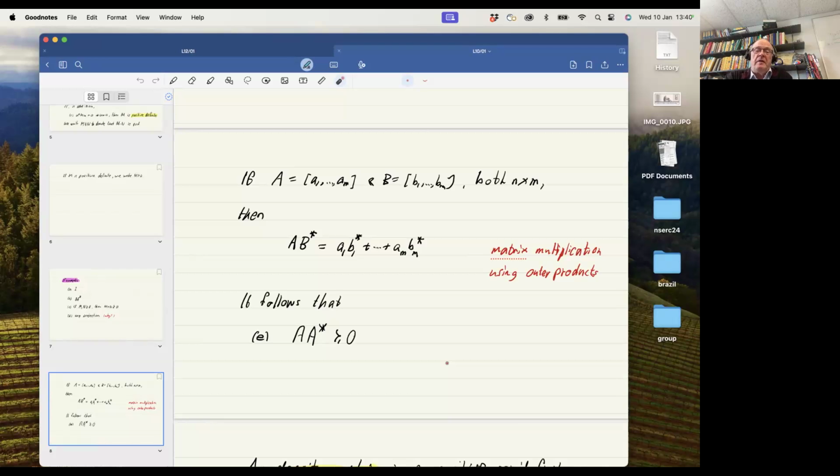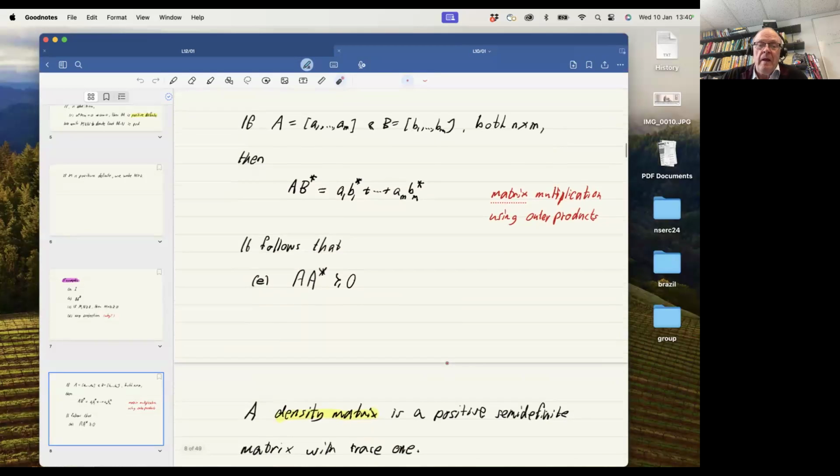Now, if you have a projection, let's call it E, then E starred is equal to E, and so E squared is positive semi-definite. But E squared is equal to E, so E is positive semi-definite. So that's a second proof.